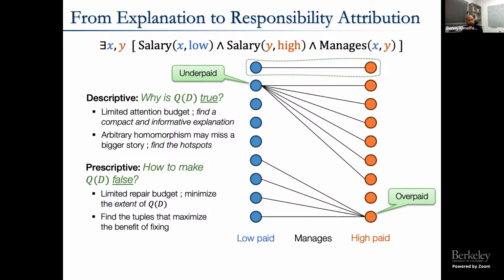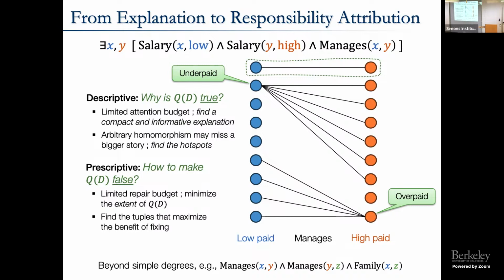Okay, so this is an example. In this case, this responsibility quantity is just counting degrees. It can be more complicated if you have something like, X manages Y and Y manages Z, and then X and Z are family members. Then the contribution of a tuple can be more complicated.